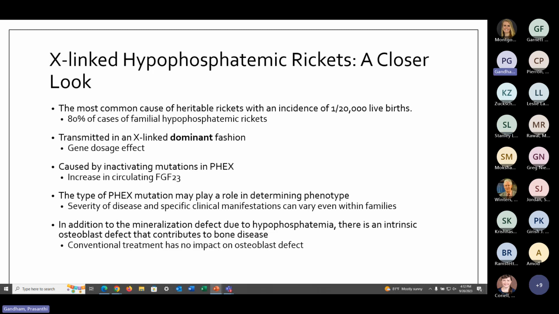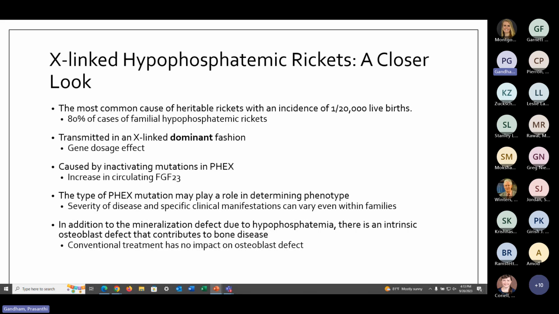It's caused by inactivating mutations in PHEX. And of course, PHEX's job is to cleave FGF23 into its inactive form. And so this mutation in PHEX leads to an increase in the amount of circulating FGF23, which in turn induces phosphaturia. The type of PHEX mutation may play a role in determining the phenotype. And so what I mean by this is depending on whether you have a nonsense mutation or a missense mutation, the clinical phenotype might vary. But having said that, the severity of disease and the specific clinical manifestations oftentimes vary even within families.